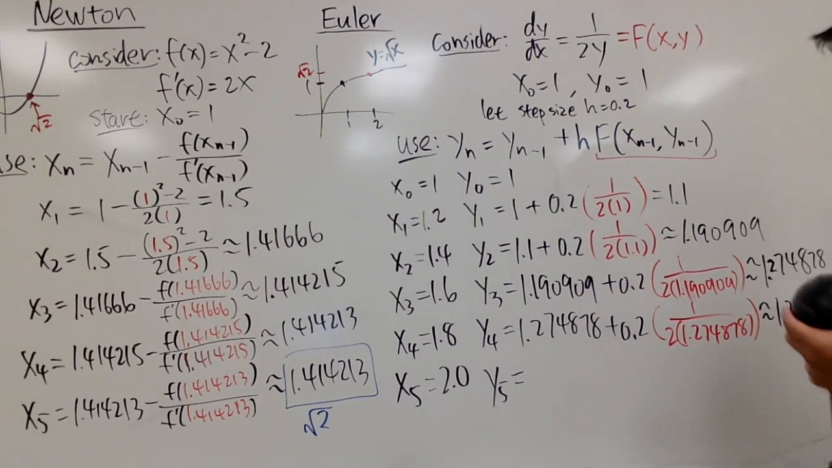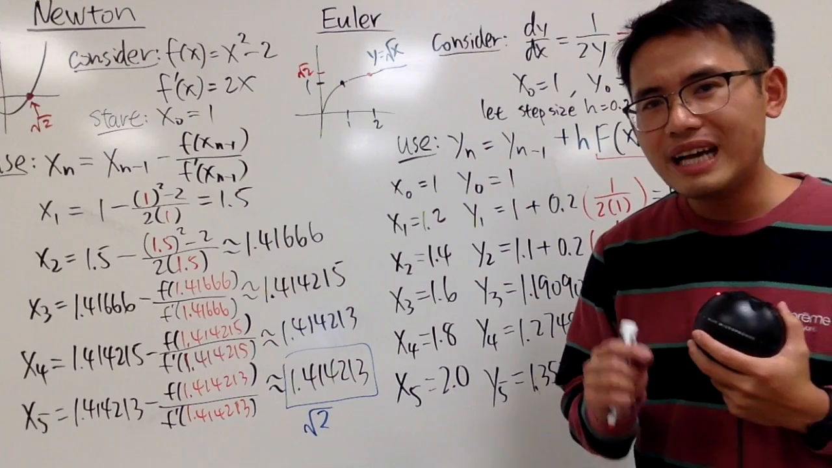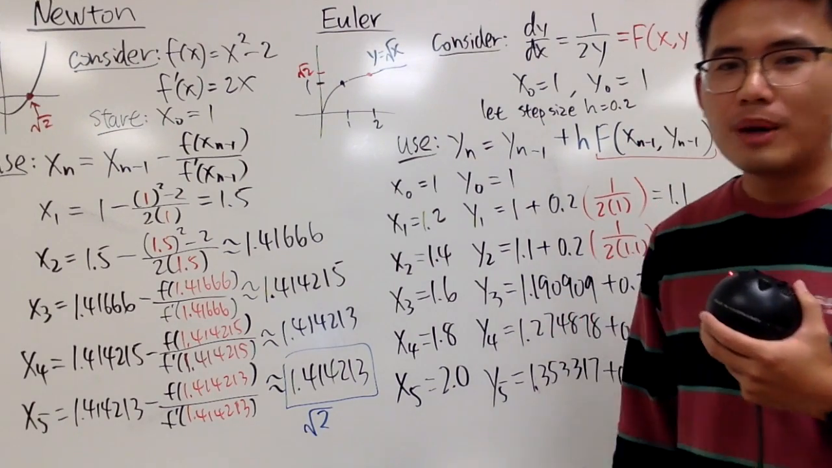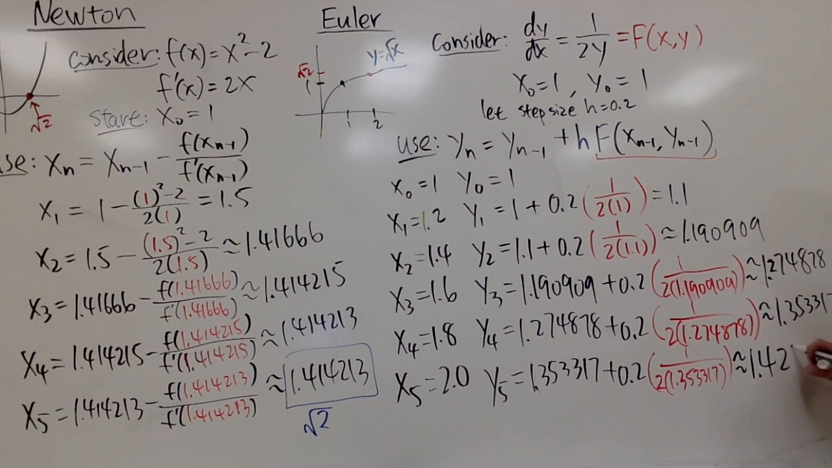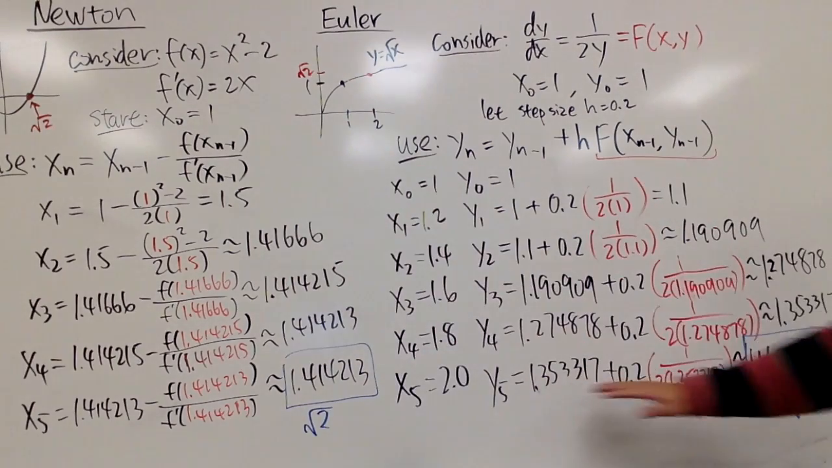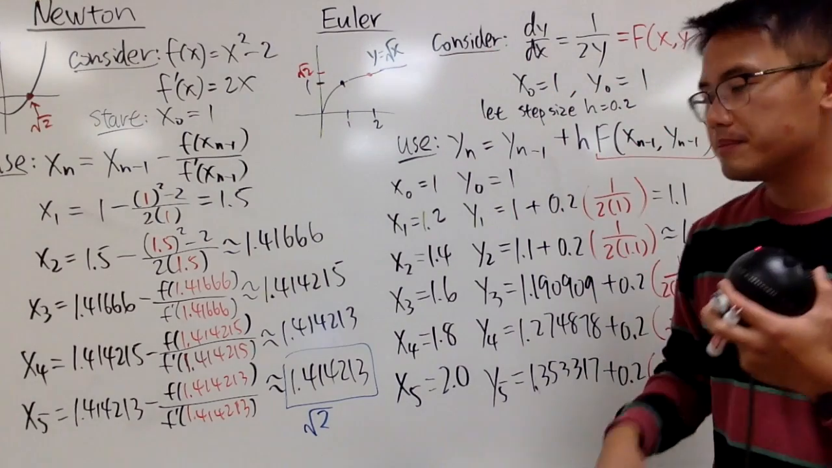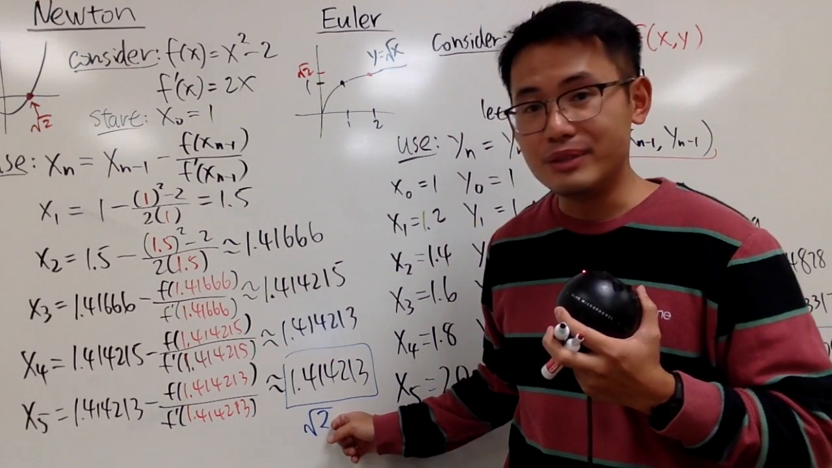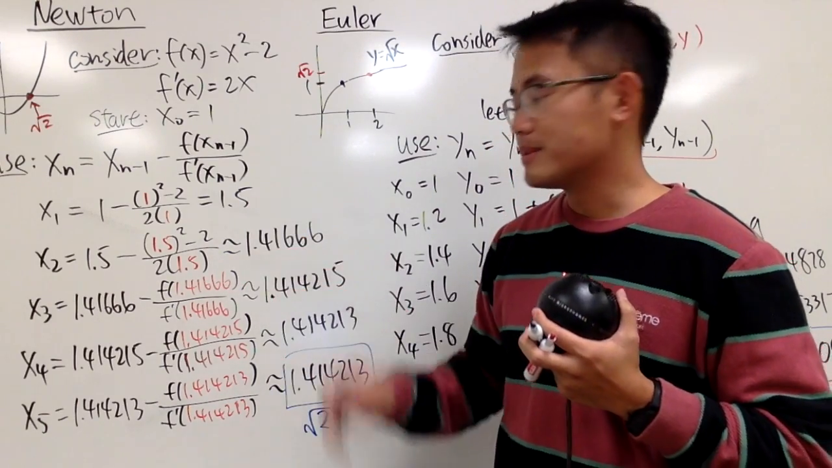Okay, y5, 1.4. I really have to disappoint you. It's 1.4272. And if you want more digits, it's 0.9. After 5 times, well, this is overestimating when you are using Euler's method. This is really good. In fact, it was really good when you do it 1, 2, 3 times already.